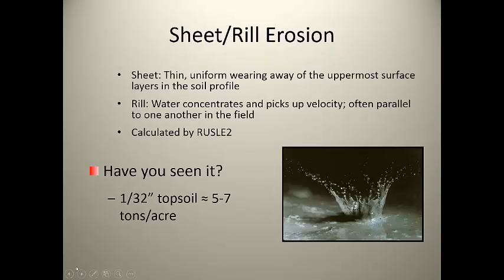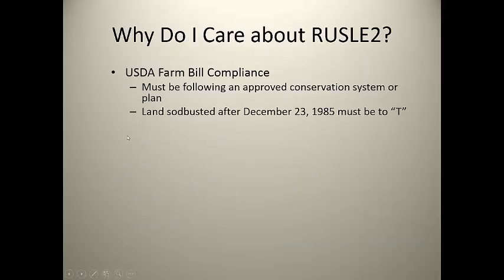So RUSLE2 only calculates what we refer to as sheet and rill erosion, which is really just a very thin layer. Let's look at the thickness of a silver dime of soil movement from the upland part of the slope to the bottom part of the slope where the soil deposits. When you think about 5 tons per acre per year, that's about the thickness of a silver dime per acre, okay? Just to give you some insight on what that number actually means.